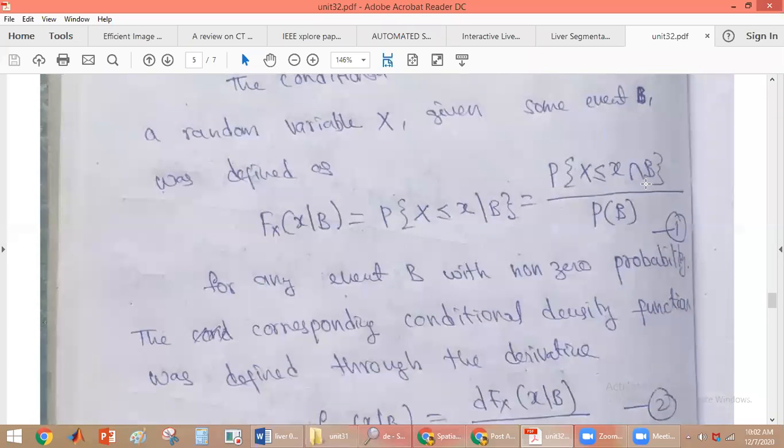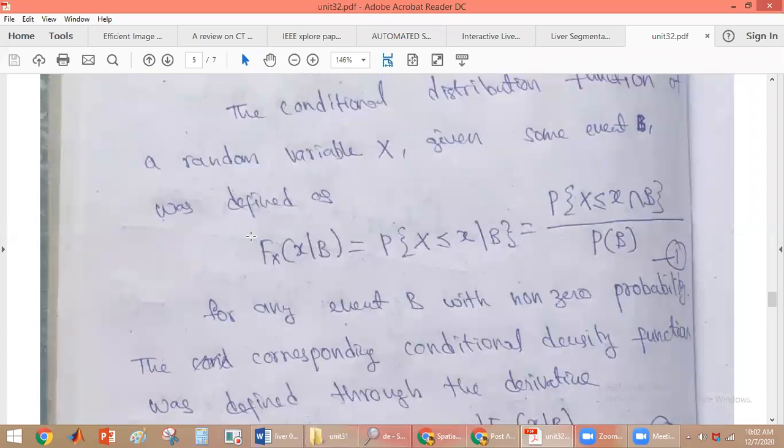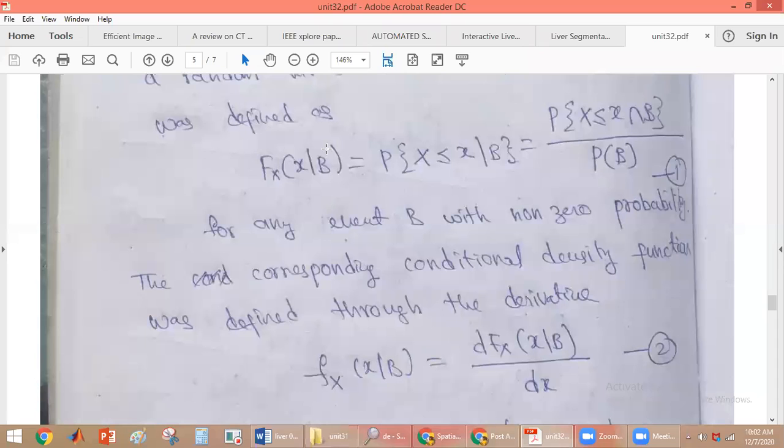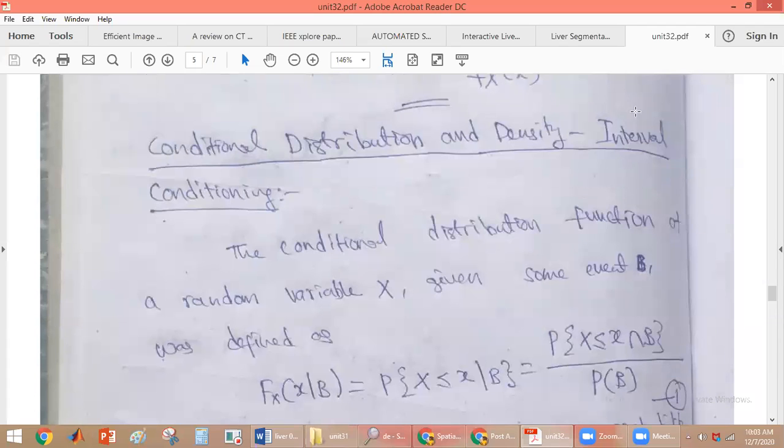What is the conditional distribution function? Here it can be written as Fx of x given B. What is B here? B is the conditioning event. In the place of B, we are taking the random variable Y, and Y is having some interval. It is not some specific value.